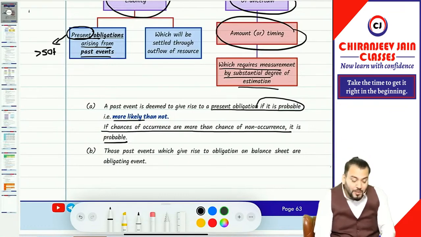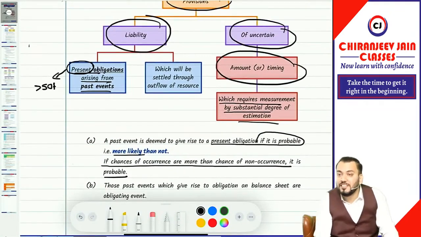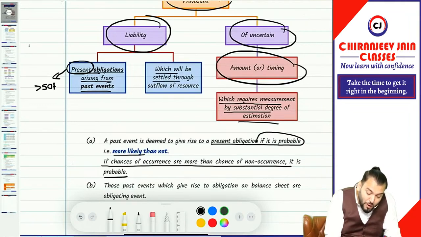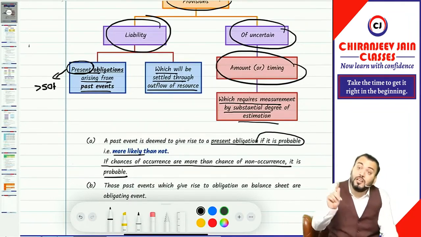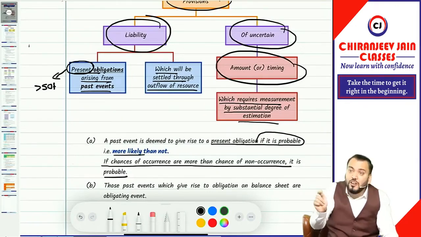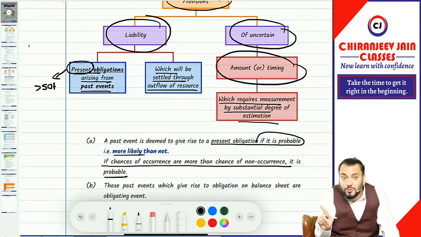Have you understood? So what is the meaning of liability? Liability means present obligation arising from past event, which will be settled through outflow of resource. "Will" means future tense, so settlement will be done in future. It will be settled in future only.